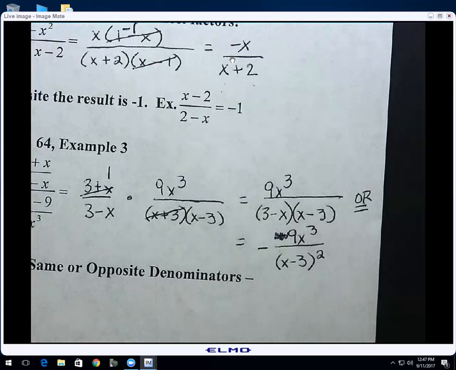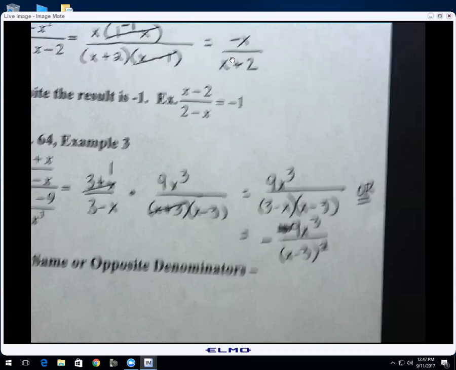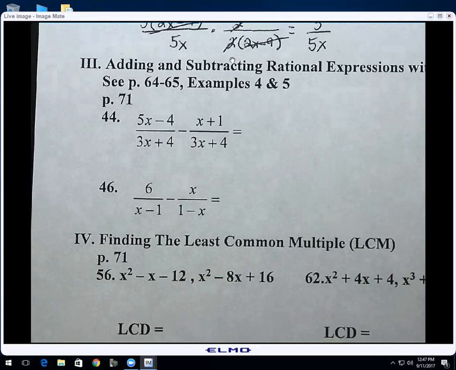All right, that's all I want to say about simplifying, multiplying, and dividing rational expressions. We're up to adding and subtracting rational expressions. What makes adding and subtracting fractions harder than multiplying and dividing fractions?